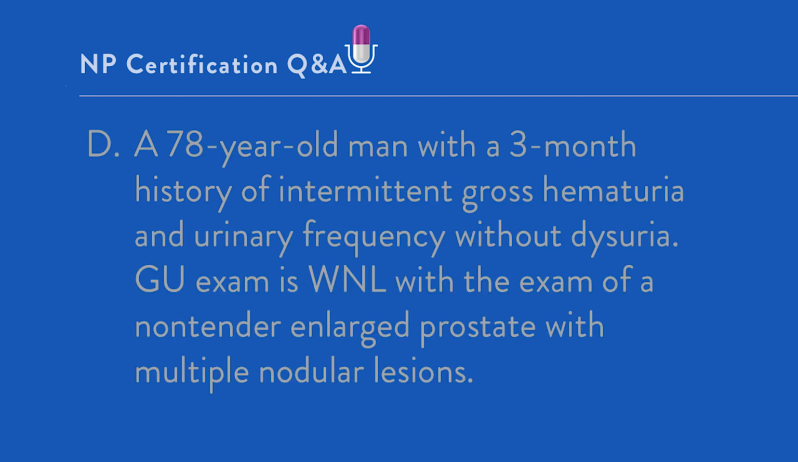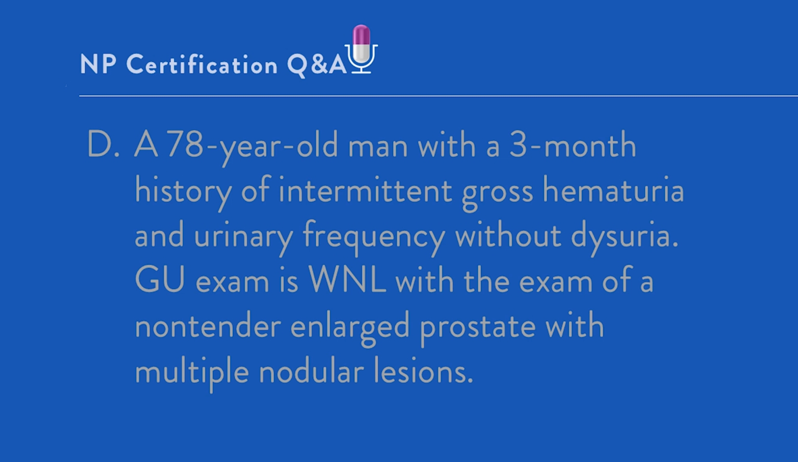D, a 78-year-old man with a 3-month history of intermittent gross hematuria and urinary frequency without dysuria. GU exam is within normal limits, with the exception of a nontender enlarged prostate with multiple nodular lesions. Again, obviously not the correct answer, but the lack of dysuria is really something that should make you lean away from a diagnosis associated with infection and inflammation, such as acute bacterial prostatitis or lower urinary tract infection.